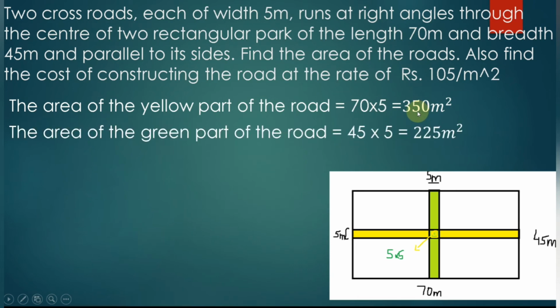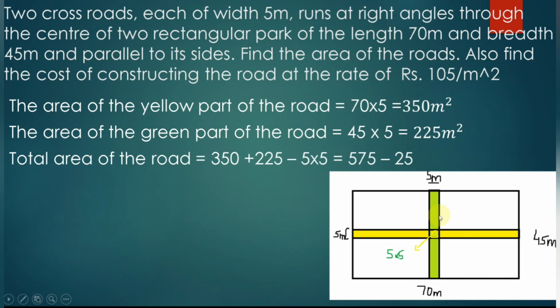Now I need the green part. Green part, from here to here you have 45 meter and this is your 5 meter. So area of this green part will be 225 meter square. Now you can see when we are adding this yellow and green part, this middle part is added 2 times, one with the yellow part and one with the green part. So I need to subtract this part once. Because we need it only once, I will subtract 5 into 5. This width is also 5 and this length is also 5. So I need to subtract this.